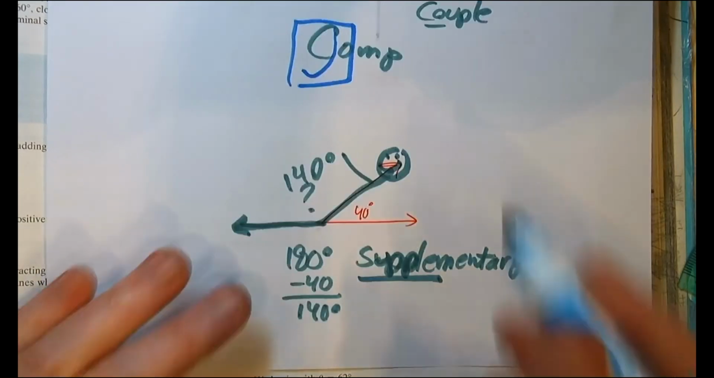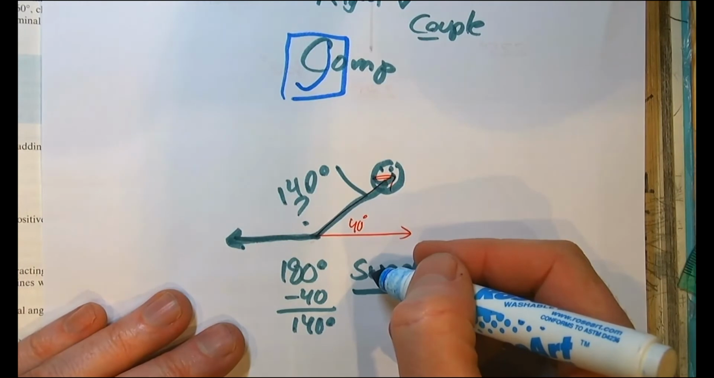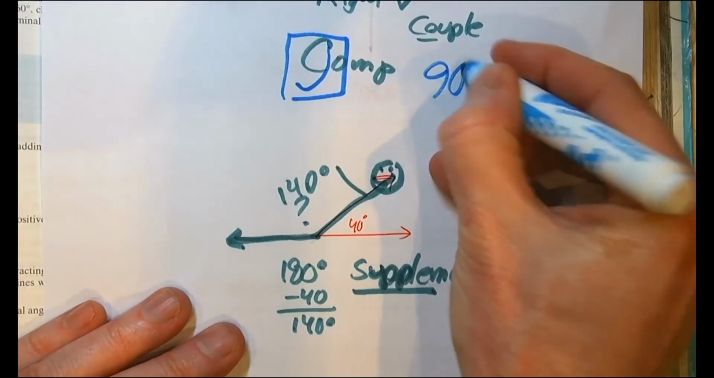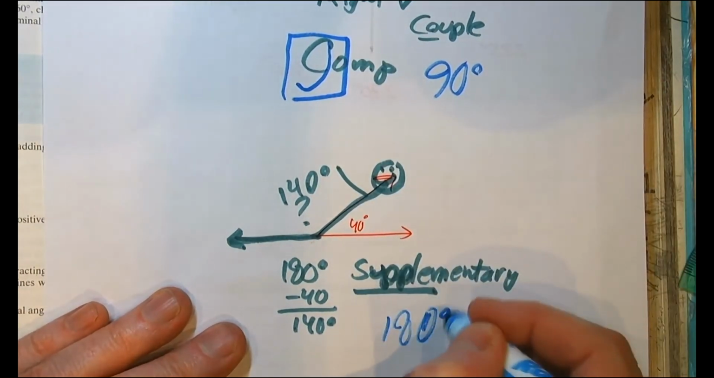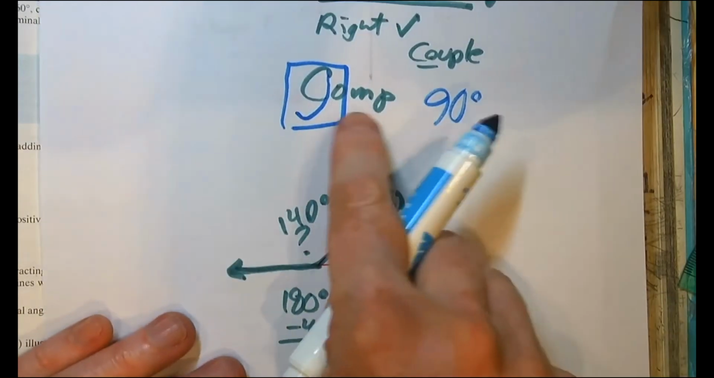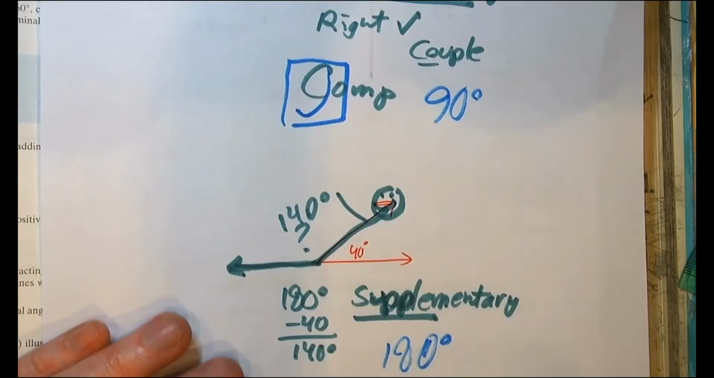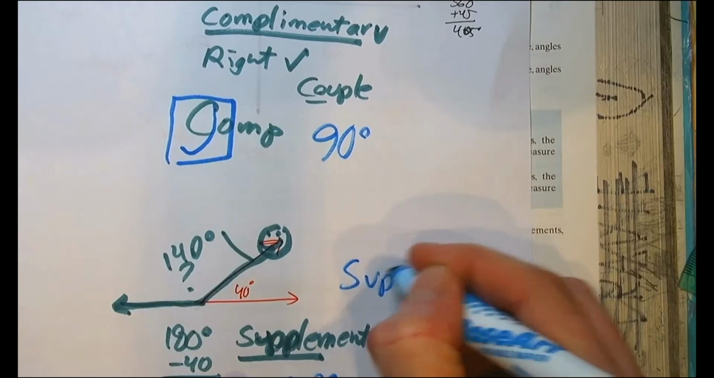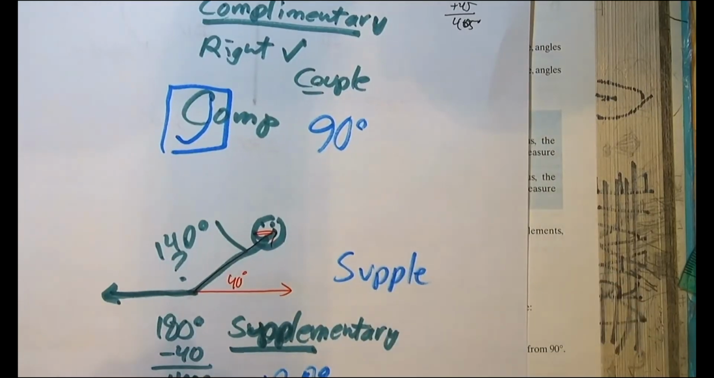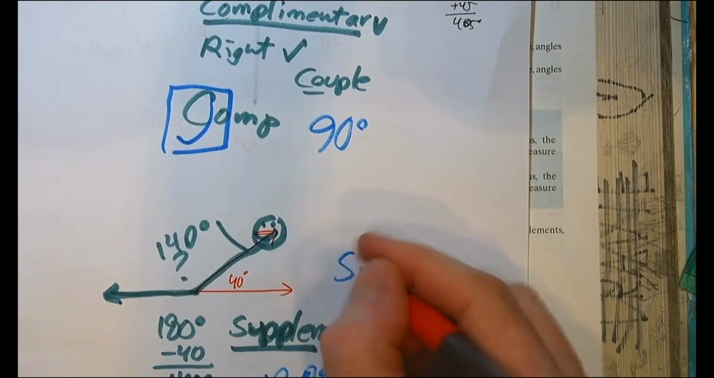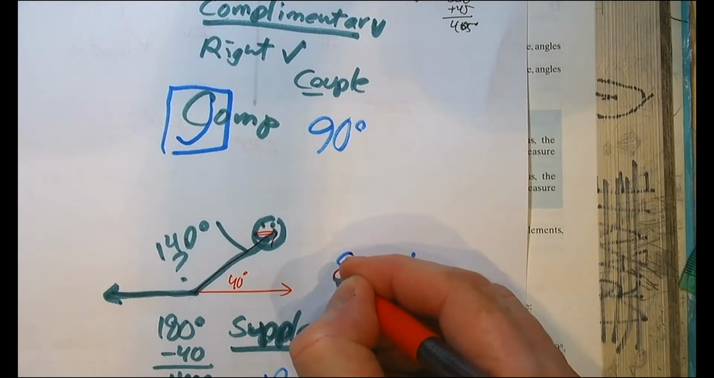Some people remember that C comes before S in the alphabet, so 90 comes before 180. Or remember my little trick? I did C, turned it into a 90. Some people take the word supplementary and they go like this. What if you took this S and went like that?